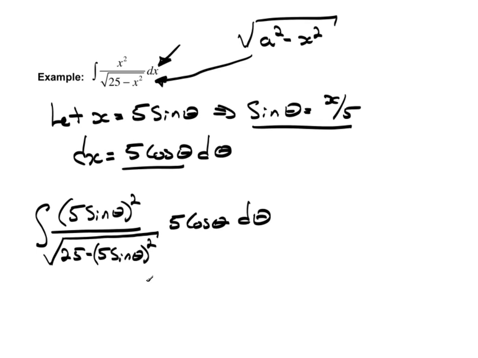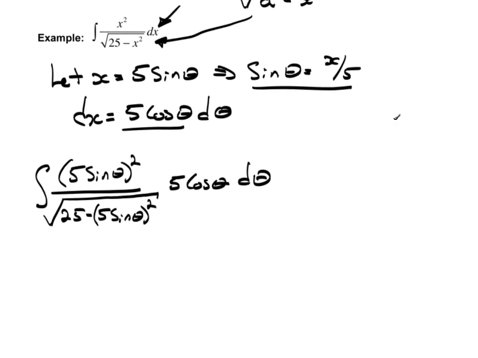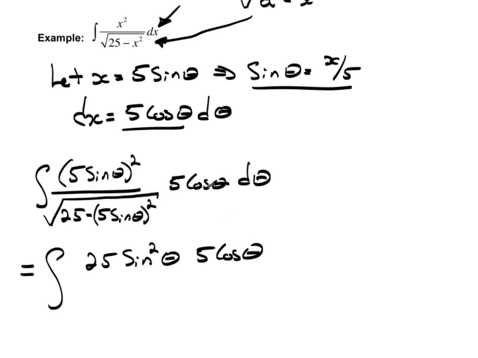So hopefully this is now something that I can integrate in a much easier fashion. Well, I have some more simplification to do. So I'm going to write this out again. This is actually 25 sine squared theta. And then I have a 5 cosine theta. It's right here.